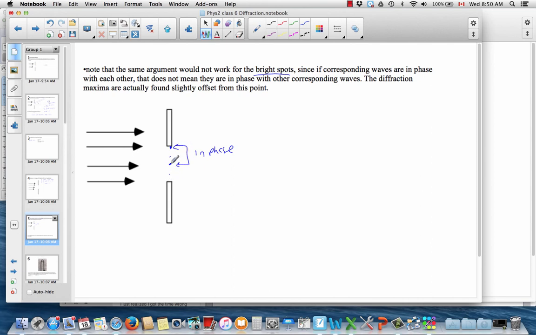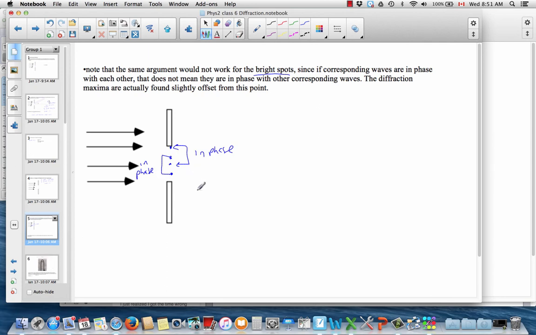So with cancellation it works, because if these two cancel, then these two are going to cancel. But it doesn't mean that these 2 points here are going to line up in phase with these 2 points here, which they would have to be to get an overall maximum. So corresponding points will be in phase with each other, but it's not necessary that these points and these 2 points be in phase with each other. And actually, where everything does line up is slightly offset from what you predict from this argument. So maxima will have to wait, but we do have an expression for minimum.